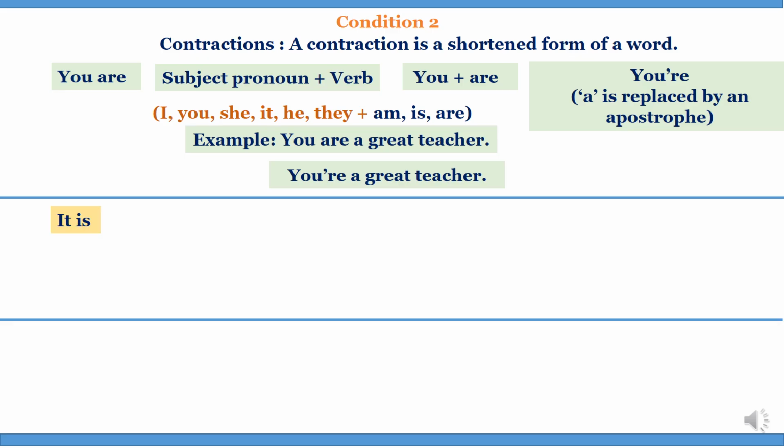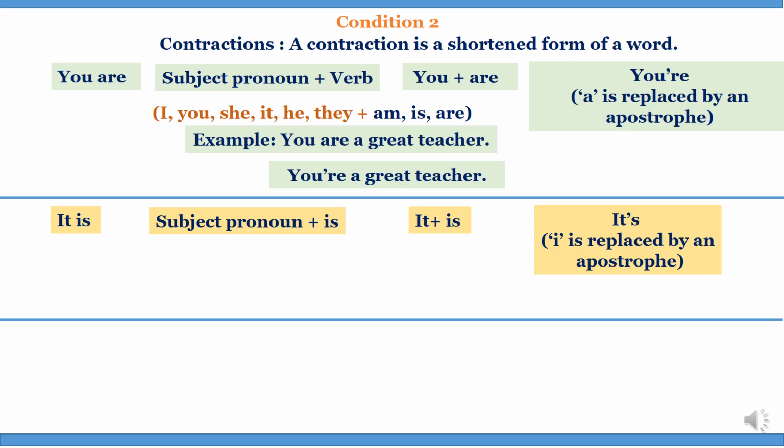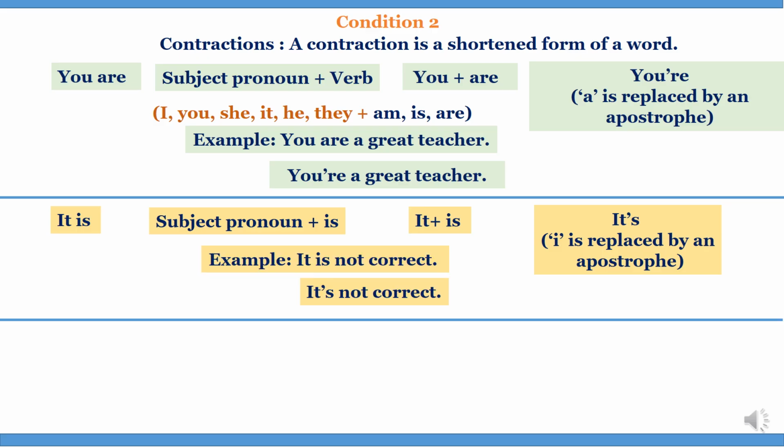Next example is it is. It is a combination of a subject pronoun and is. So it plus is, after contraction, becomes it's. The letter I is being replaced by an apostrophe. Example, it is not correct. This is before contraction. After contraction, it becomes it's not correct. See, the letter I is being replaced by an apostrophe.